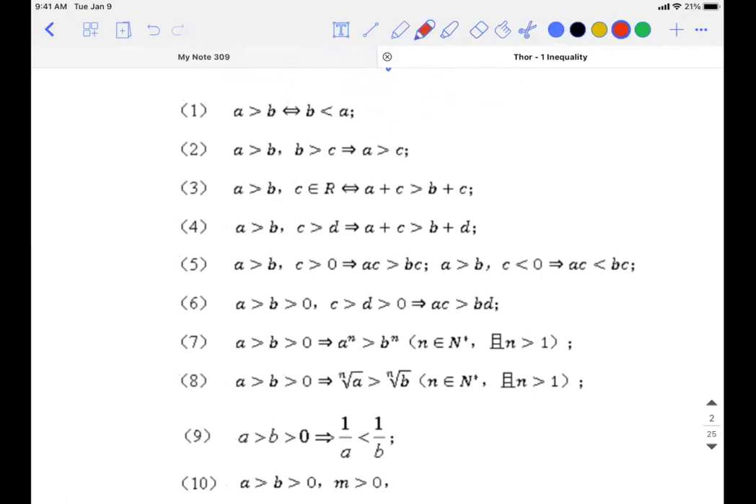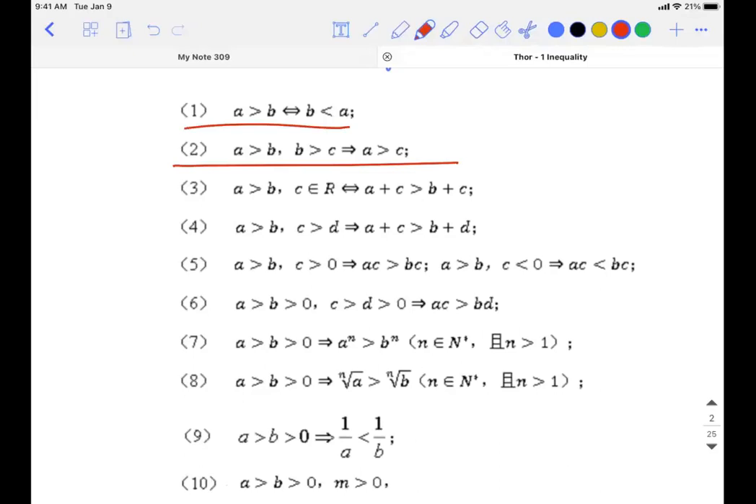So let's take the time to see how we're going to summarize them all together. Okay, so the first one is fairly easy. The inequality A is greater than B means B is less than A. So you can actually swap the two sides of the inequality. And then if we have A is greater than B, and B is greater than C, of course, A will be greater than C, right?